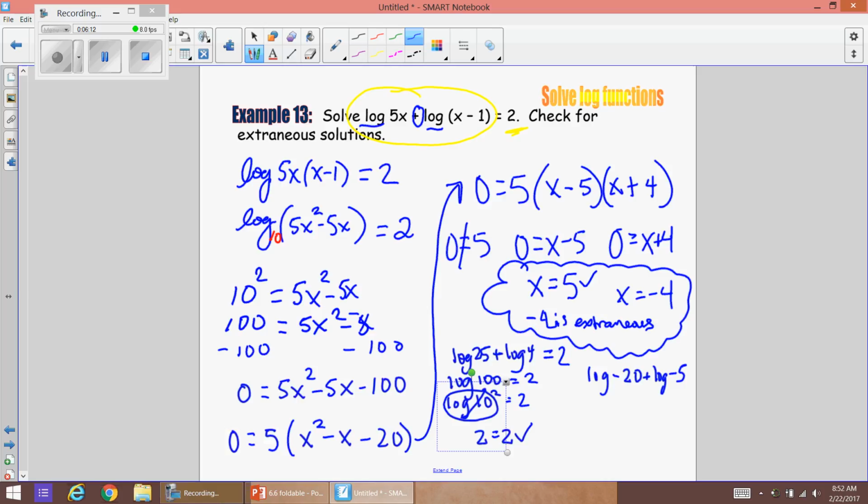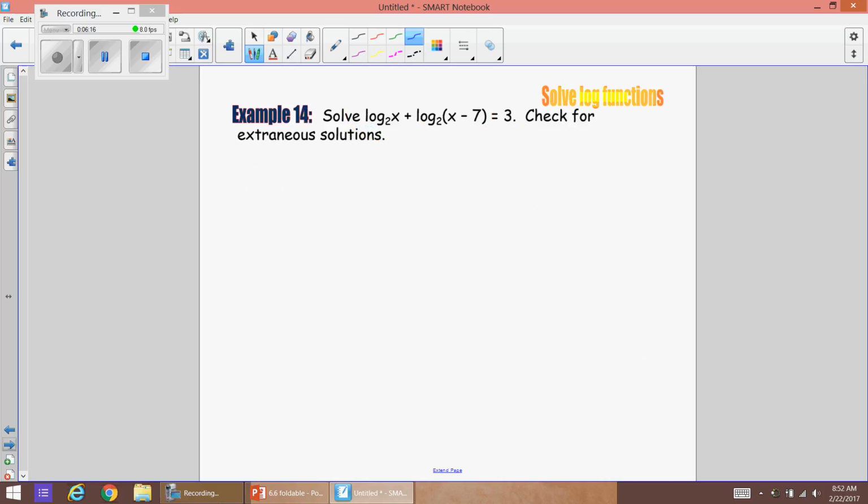All right, that was big. That took almost 6 minutes. Let's try the next one, the last one. Example 14, you read this. You've got a log base 2 of x plus a log base 2 of x minus 7. It equals 3. You're thinking to yourself, oh no, I don't know how to do this. There's 2 logs and it's equal to a number.